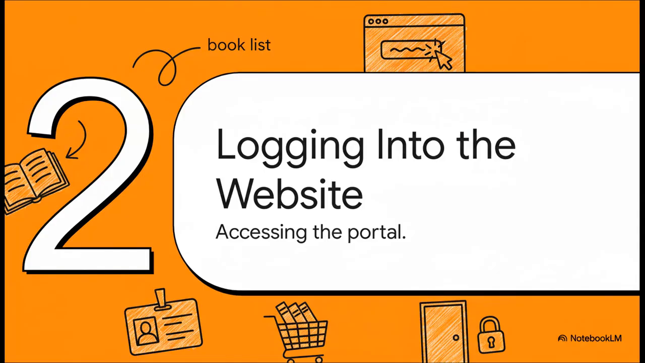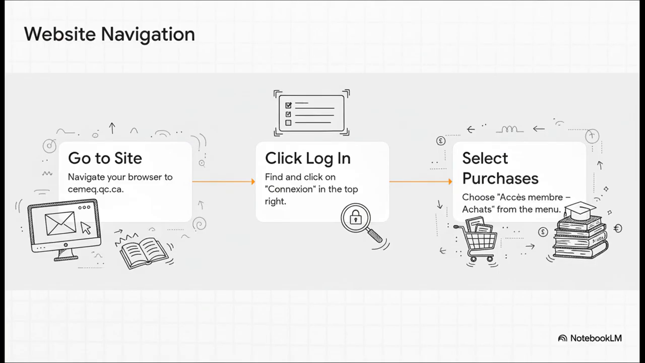Okay, got your list? Perfect. Now you're ready to actually go to the website. Let's get you logged in to that student purchasing portal. So first things first, you're going to head to cemeq.qc.ca. Once you're there, look for that connection button. It's almost always in the top right corner. Give that a click, and from the menu that pops up, you'll want to select Access Member Akash. That's your ticket right to the student login page.